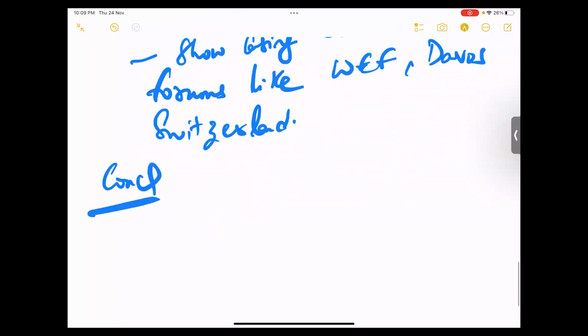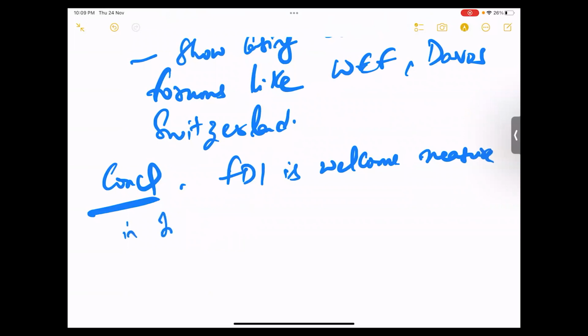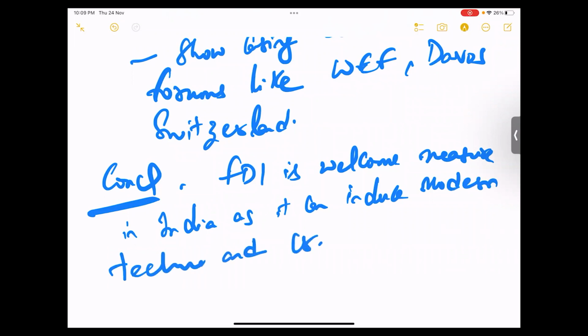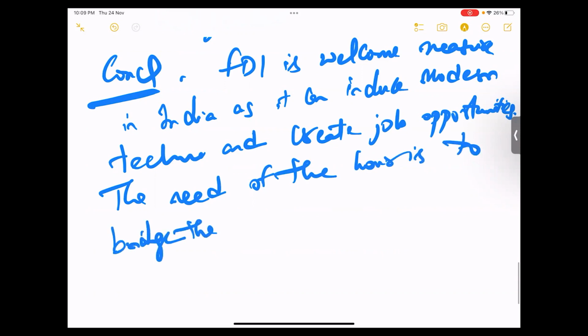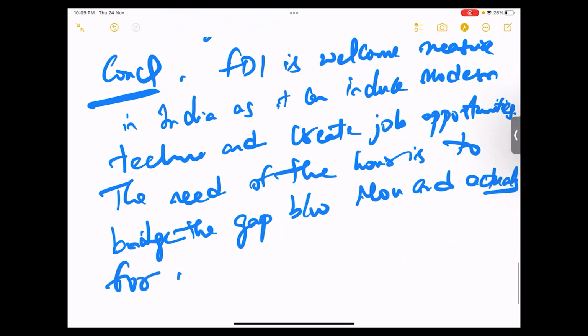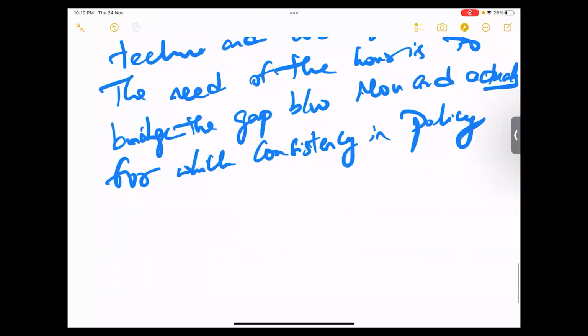and so on. In the conclusion, you can write, FDI is a welcome measure in India as it can induce modern technology and create job opportunities. The need of the hour is to bridge the gap between MOUs and actuals, for which consistency in policy and government support is desirable. Clear?